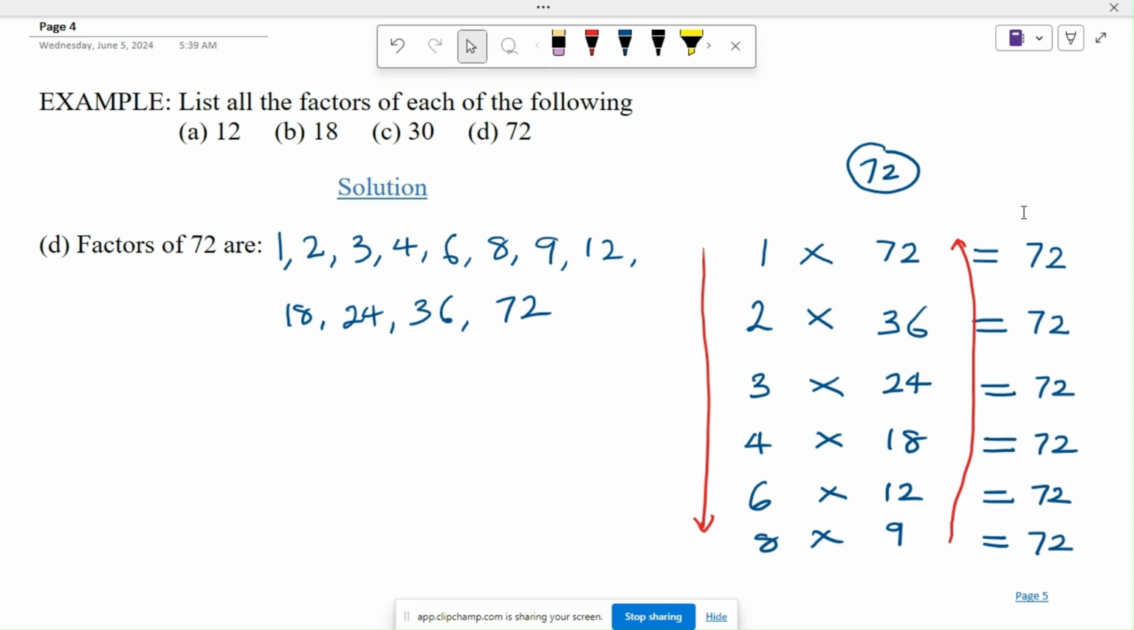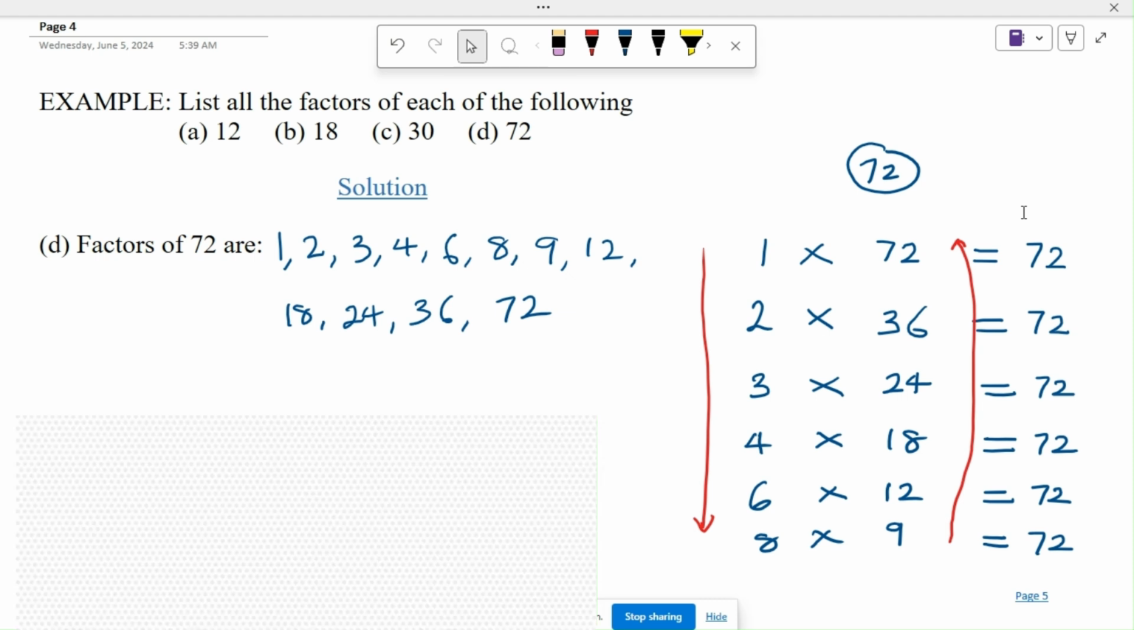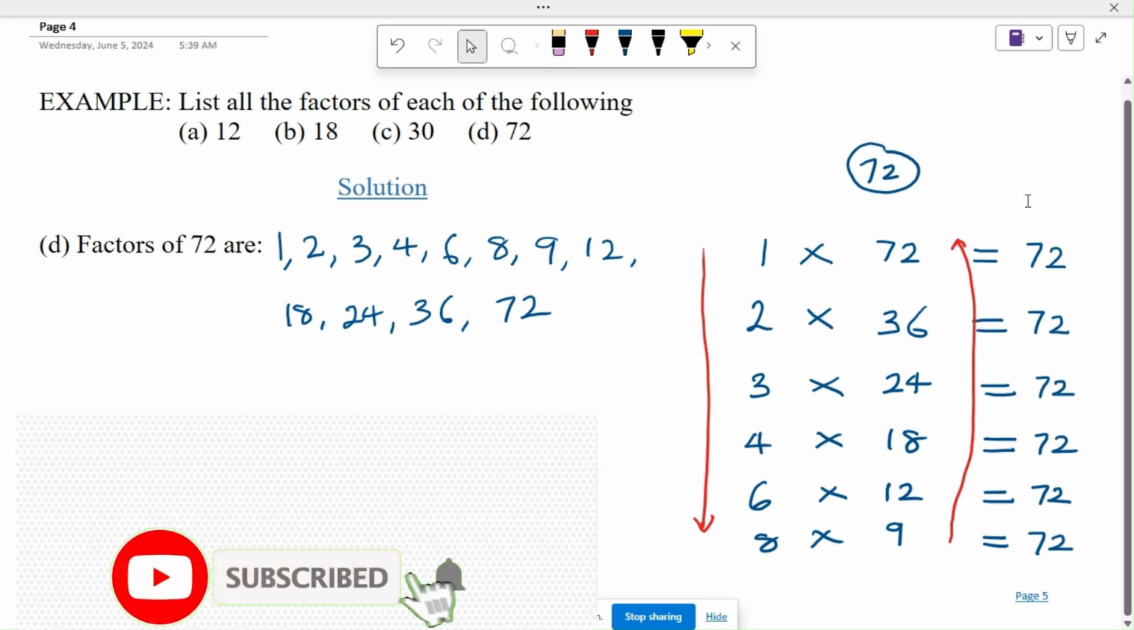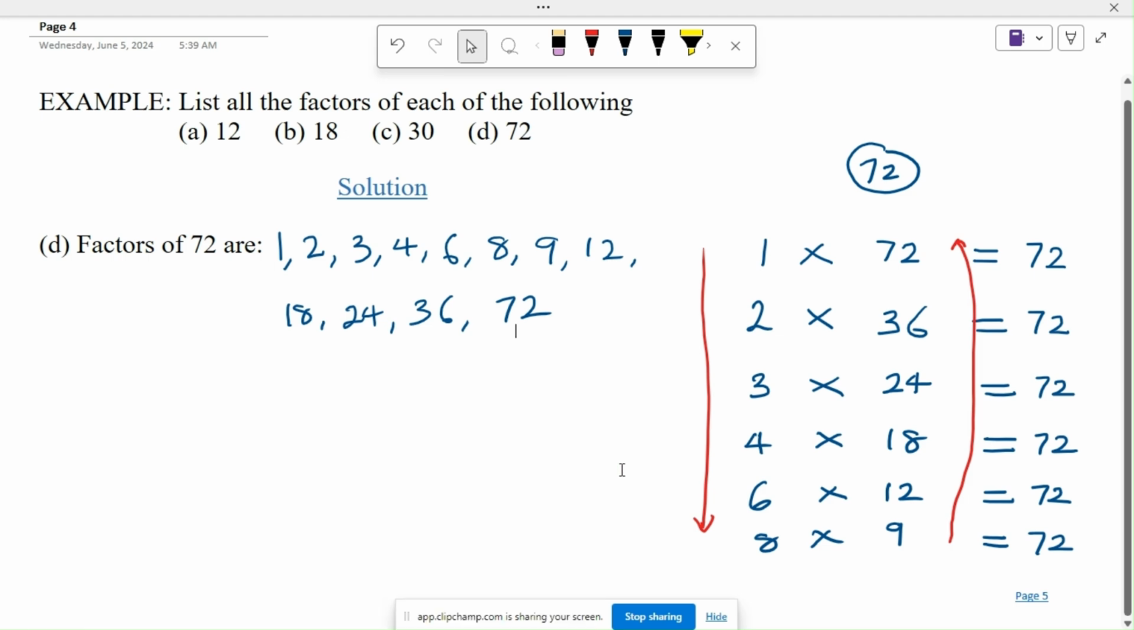So this is method 1, and this is where I'm going to stop for today. In the next video, I'll be considering method 2.